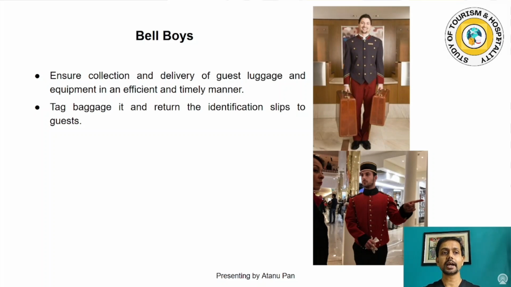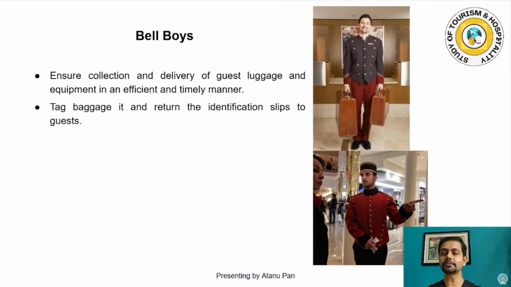Tag bags and return the identification slip to the guest. So we always have to tag it. Whenever the guest comes with luggage, it should be tagged. A tag will be put on the luggage and one counterpart will be given to the guest, so that when the guest receives it, the guest can match. The same type of luggage can be there with another guest, same company, same color, same type, and then it might be a confusion even for the guest. It might be confusing if it all gets mixed together. So whenever someone comes, we always put a tag and one counterpart is given to the guest.